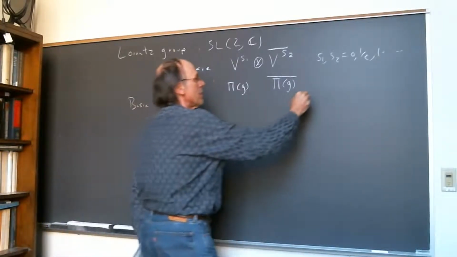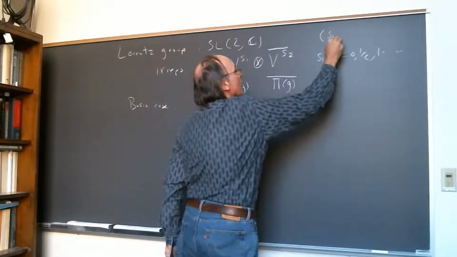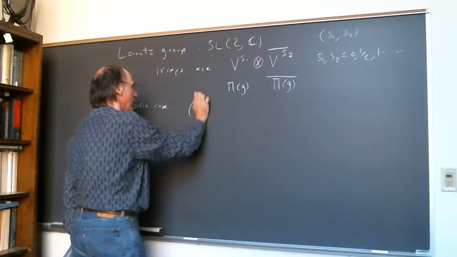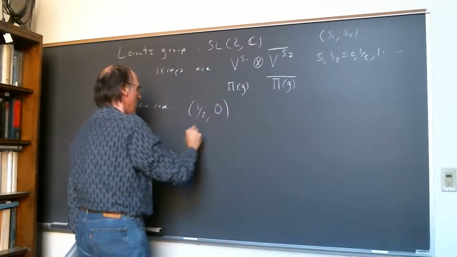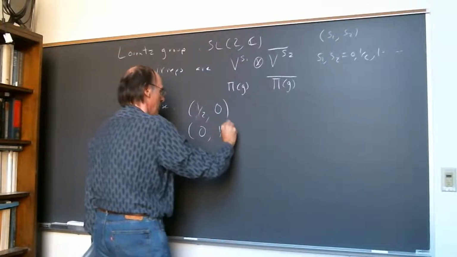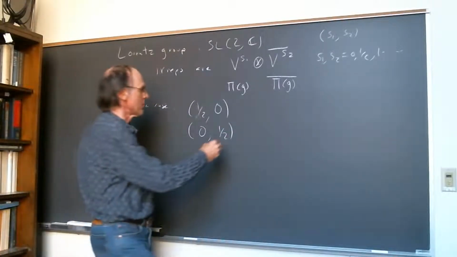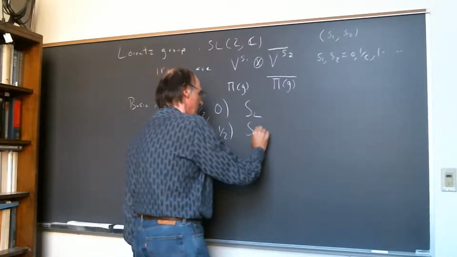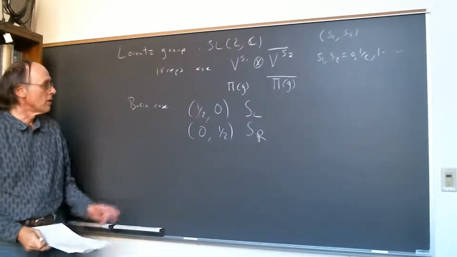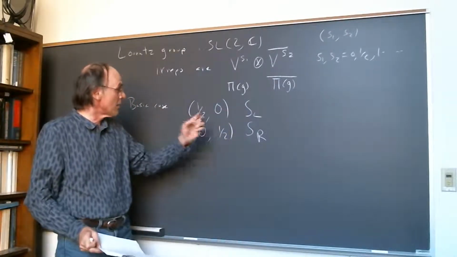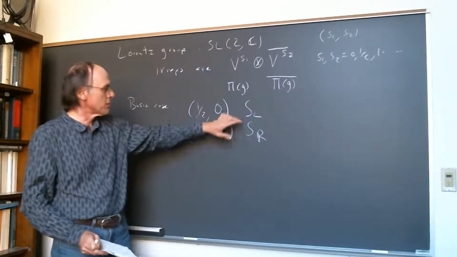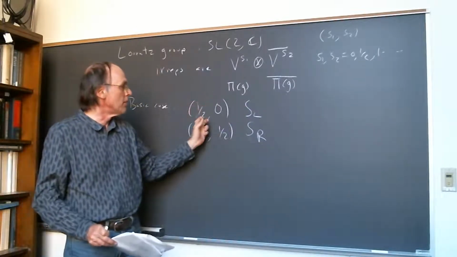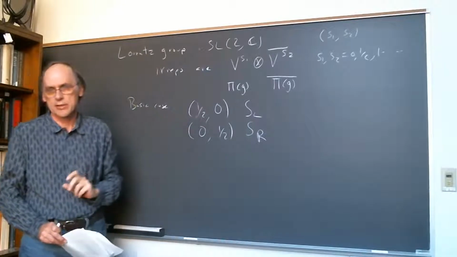So the basic cases, and I called these (0, 1/2) and (1/2, 0). This is what I call this. I also sometimes call this the left-handed spinors, and this the right-handed spinors. In some moral sense, once you've understood these representations, you can get arbitrary ones by taking direct sums and tensor products of these things.